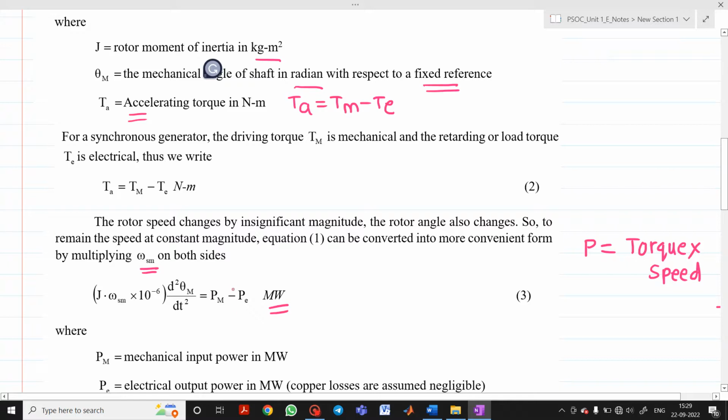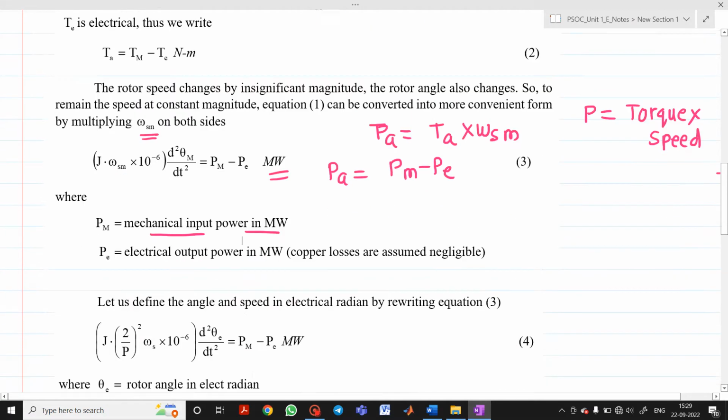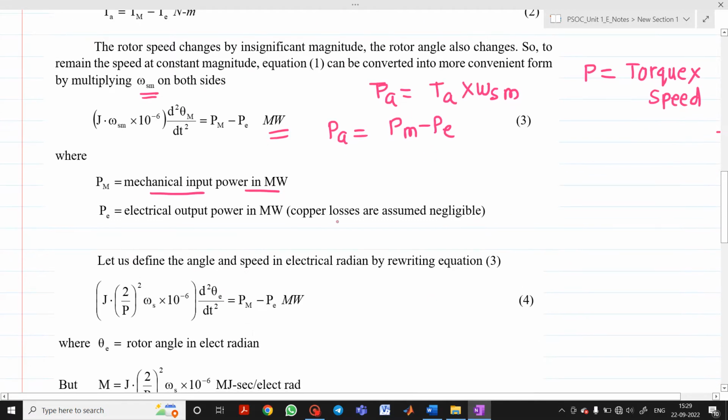Now, how will you get Pm minus Pe? Because you know that torque, or you can say accelerating power, will be equal to what? Torque Ta into speed omega Sm. So once we multiply the equation by omega Sm, then torque into omega Sm will be accelerating power, and this accelerating power will be equal to Pm minus Pe, where Pm is the mechanical input power in megawatt, and Pe is the electrical output power in megawatt. Here the copper losses are assumed to be negligible.